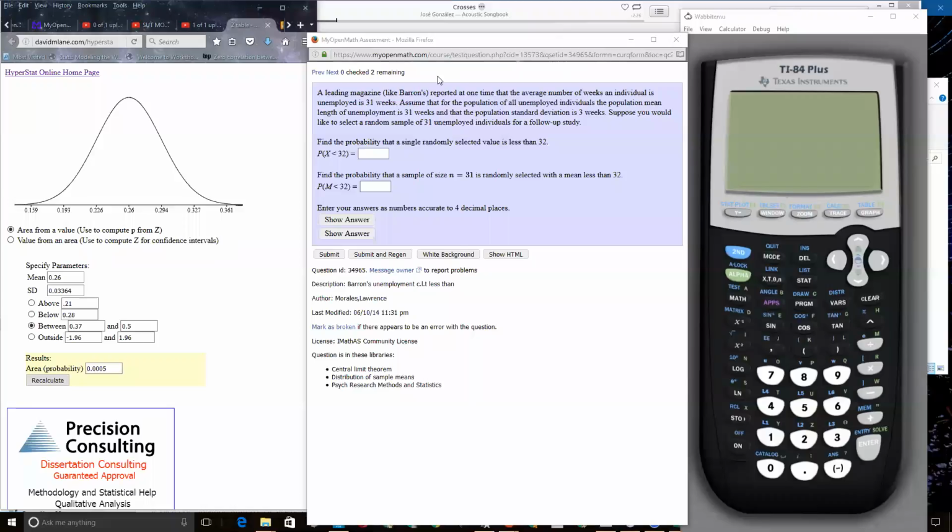For the very first one here, they talk about a single random sample, a single individual, whereas now there is a sample size, so this is the sampling distribution. This is just a single individual. So for the single individual, notice I'm looking for the probability of getting a value less than 32.